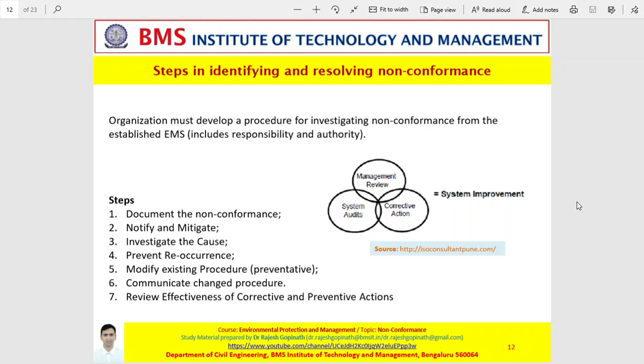And this by default will include responsibility as well as authority. So let us now try to understand how we identify and resolve non-conformances. Now, in the first step, you need to document the non-conformance. How do we go about doing it?